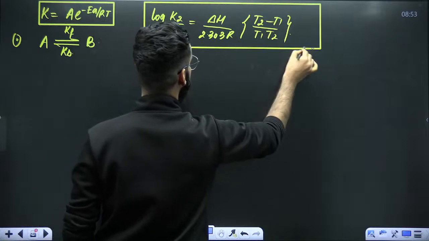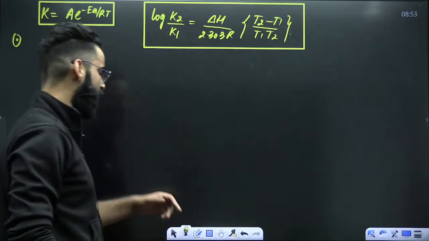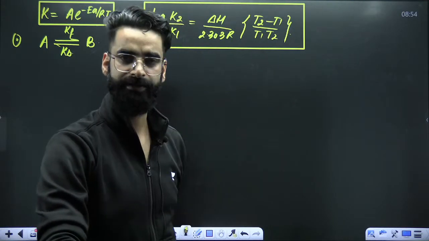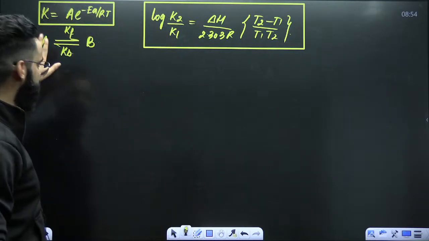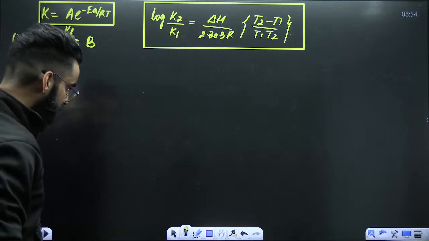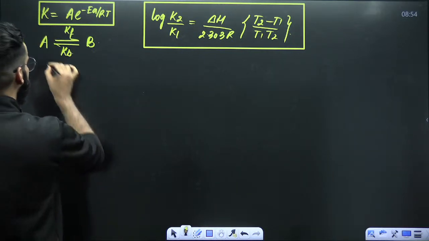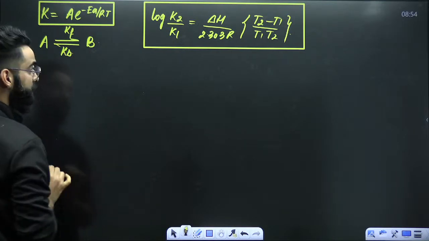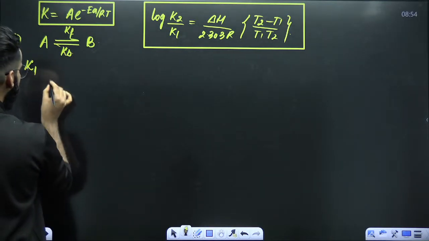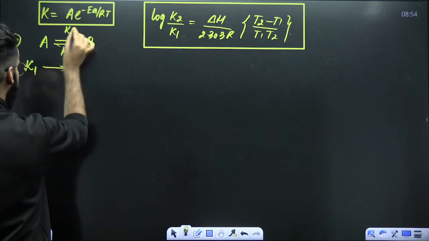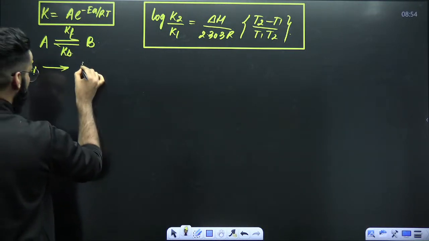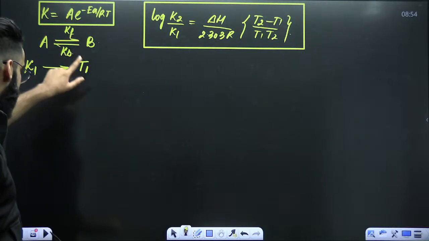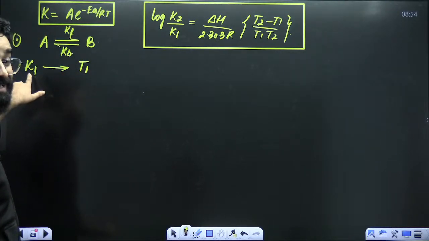This particular equation. Why am I writing this equation? Because it's going to let me know about certain important things. Imagine this is the reaction which we have, okay? So first of all, I'm assuming this particular reaction. Its equilibrium constant is K1 when the reaction is carried out at temperature T1.